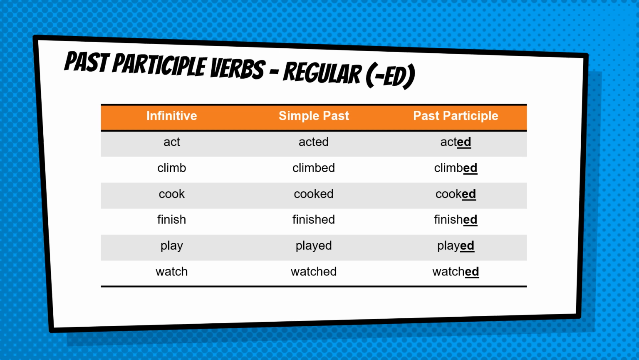How do we identify past participle verbs? There are regular and irregular verbs in the past participle form. If it's a regular verb, it ends in -ed. In this chart, we have some regular verbs. In the first column, we have the infinitive form. In the second, the simple past. And in the third one, the past participle.